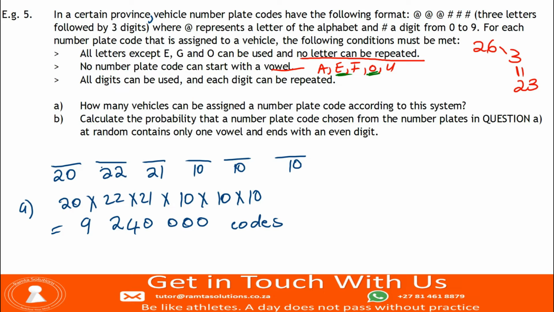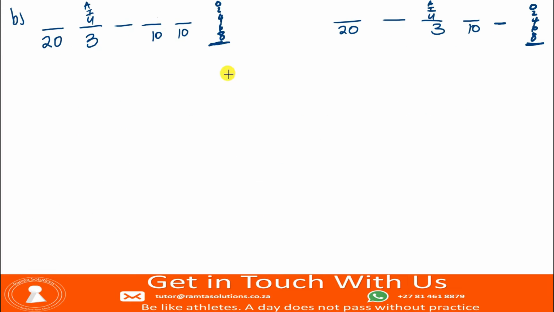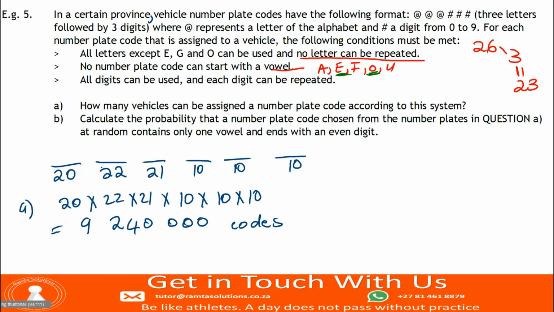To say you have an even digit, you can divide that number by 2. Any number that ends with 0, 2, 4, 6, or 8, you can divide it by 2. That number is even. Perfect. So for this place, we have 5 digits. Even here, we have 5 digits, and here it's 10. So let's go back.